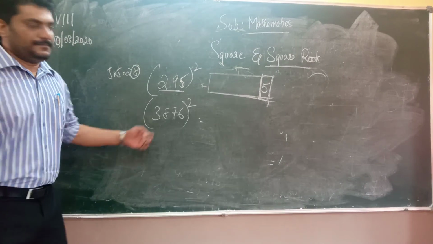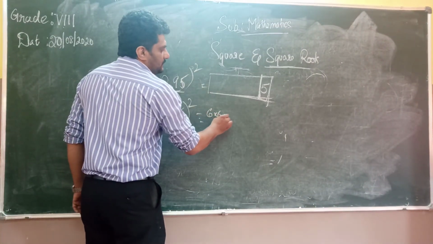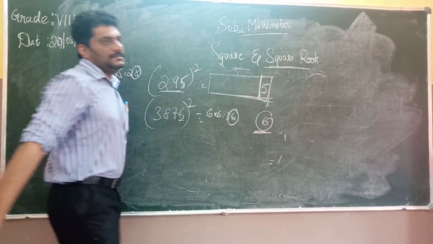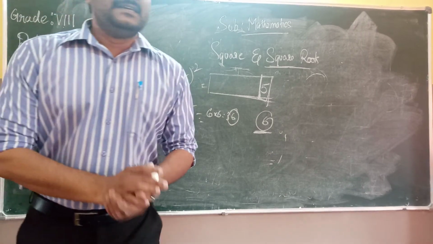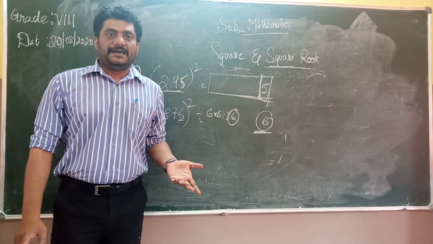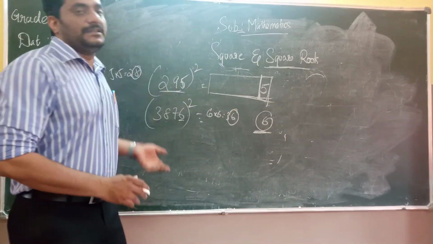Similarly here, the last number is 6. 6 into 6, which is 36. So this will be the unit digit. So when they are asking for the unit digit, just take the last number, square it. In that square, whatever answer you get, the unit digit will be the end of the complete number.